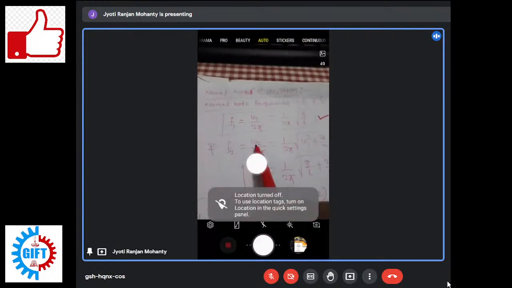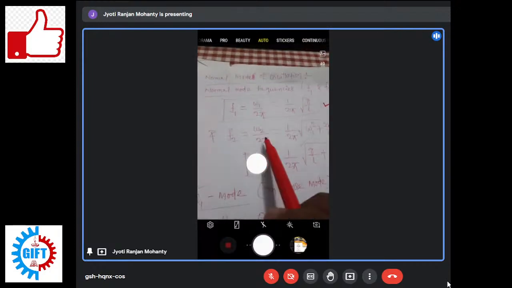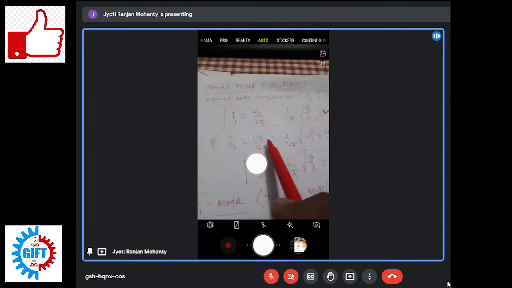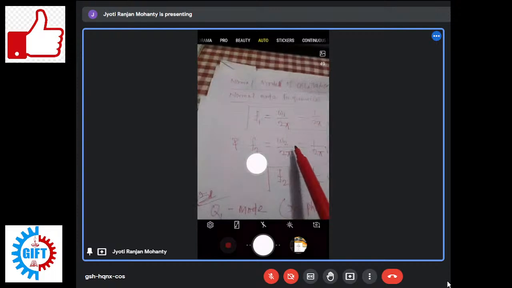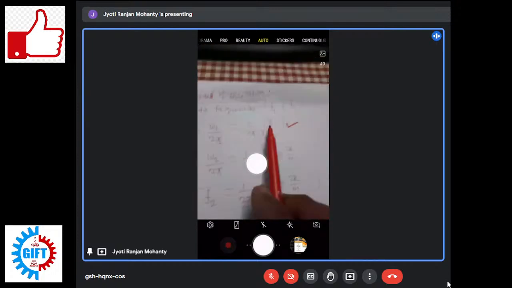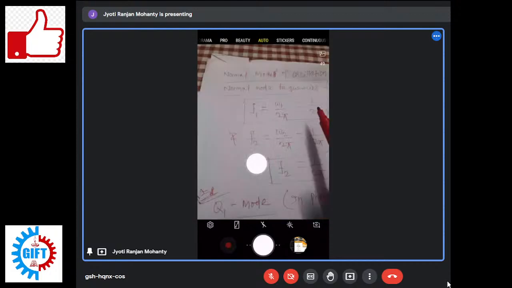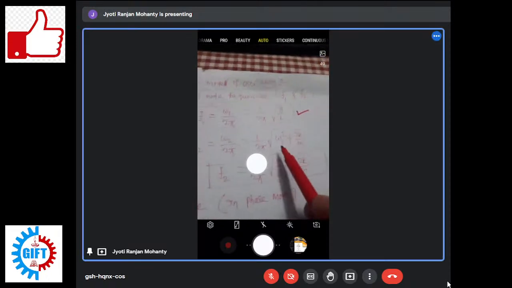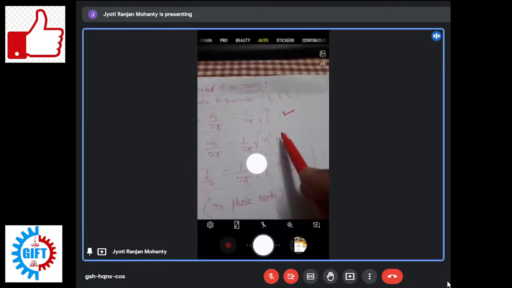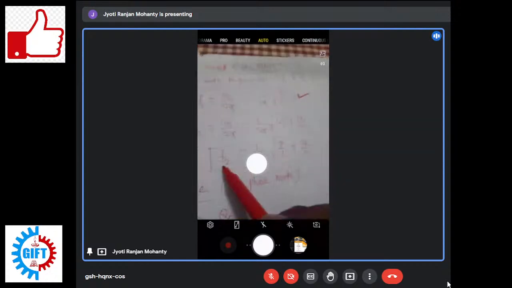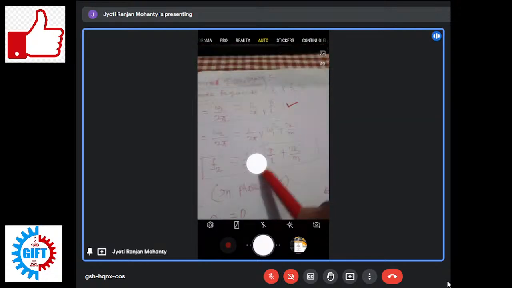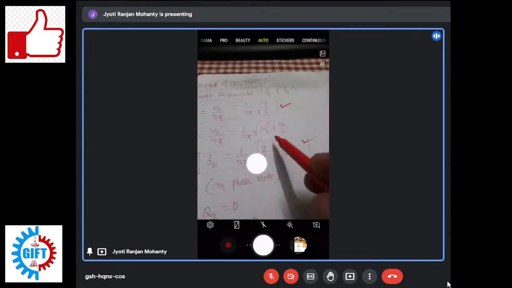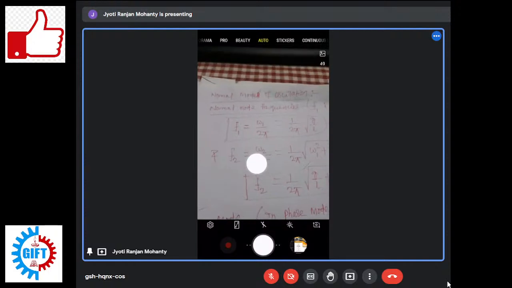And F2 is equal to omega 2 by 2 pi. This is 1 by 2 pi. What is omega 2? Omega 2 is the square root of omega 1 square plus 2k by m. So this implies F2 is 1 by 2 pi times the square root of G by L plus 2k by m. You have to remember this. This is also important.